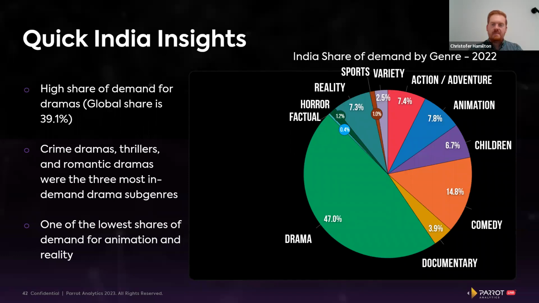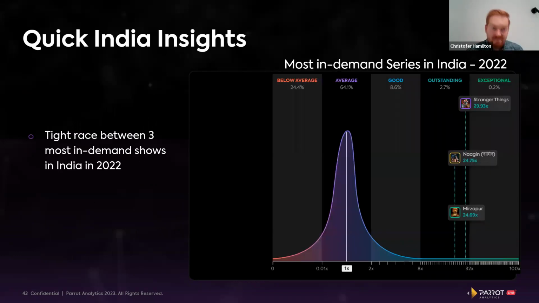So that's a bit of context of what shows are popular in India. I pulled the three most in-demand series in India for the year. We see Stranger Things topping the field, like it did in most markets, honestly. But it's actually a bit of a close race. In some markets, Stranger Things was well ahead of the competition, but in India, Nagin and Mirzapur also had really high demand for the year. So these were the three most in-demand series for 2022.